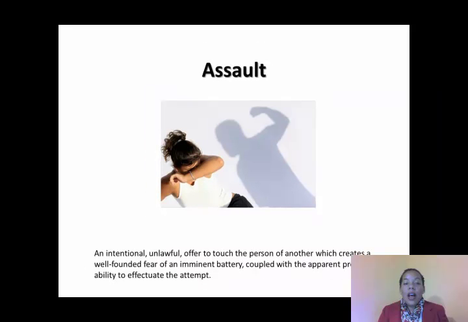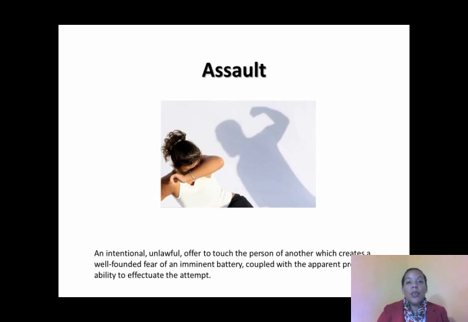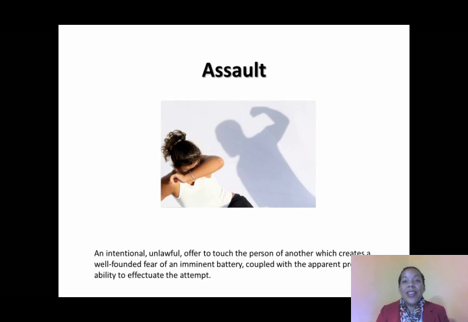About assault. In some of the cases that you read, you may see assault defined as an intentional, unlawful offer to touch the person of another, which creates a well-founded fear of an imminent battery coupled with the apparent present ability to effectuate the attempt. Now, in this picture, you see the young lady is hiding her face because it appears that someone is getting ready to hit her. So this is a classic example of assault. But we'll come back to this picture at the end.